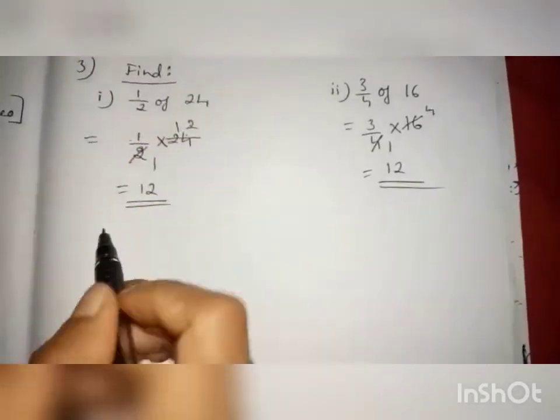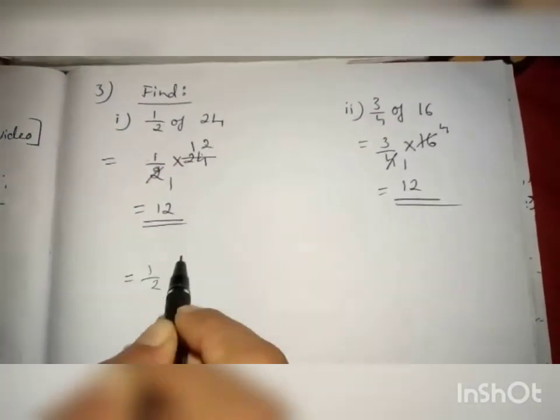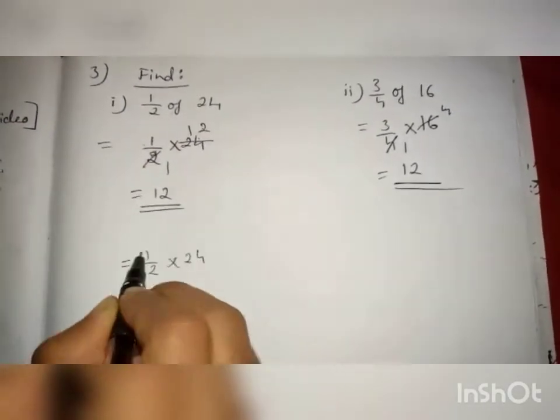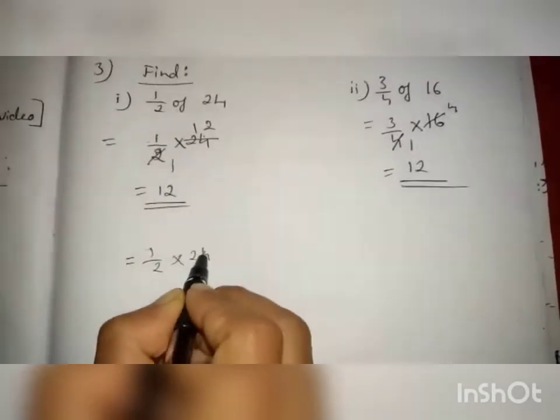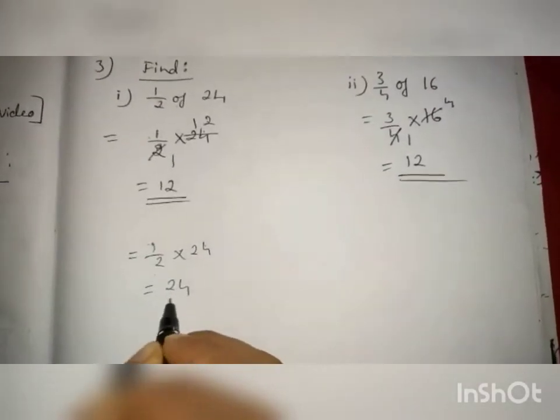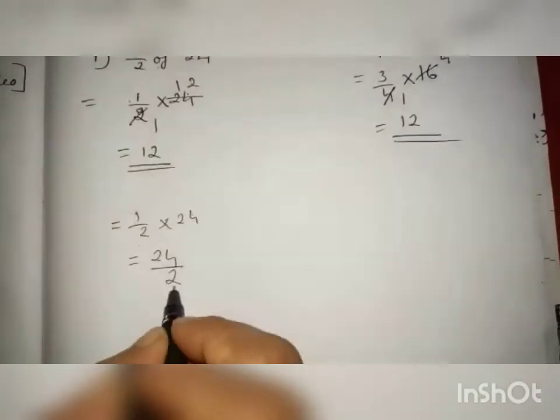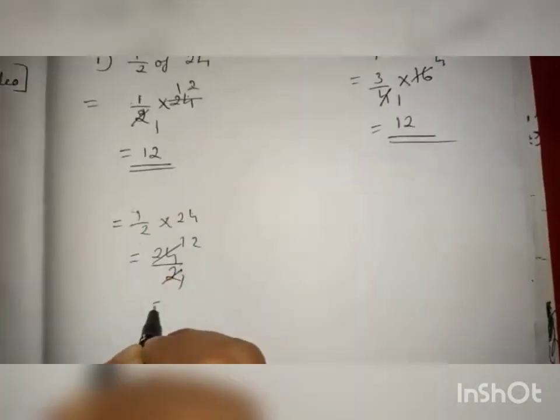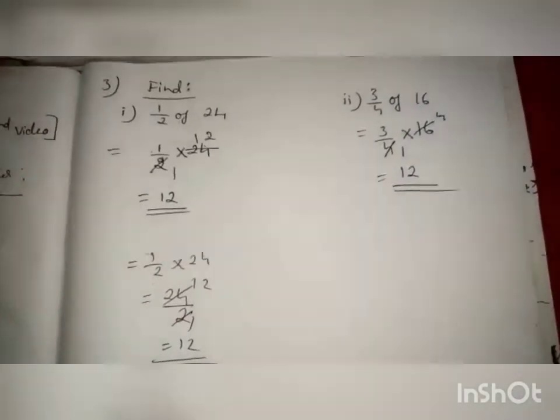One more method is there. You can also do it like this. 1 by 2 into 24, right? You can first multiply, then divide. 24 1s are 24 by 2. Then you can divide. 2 12s are 24. But the answer will be the same anyway.